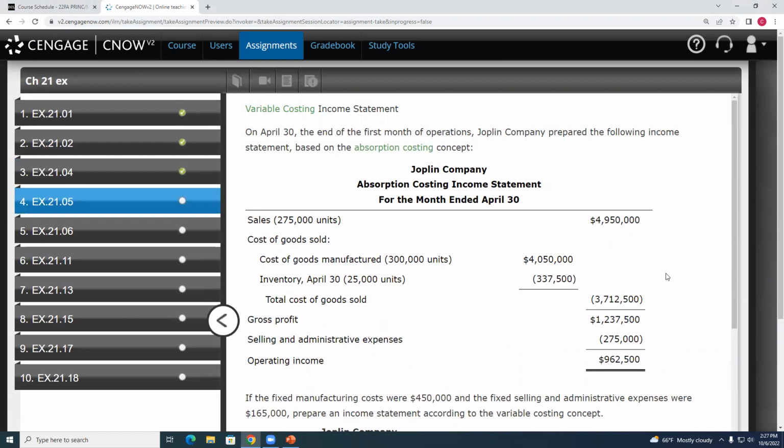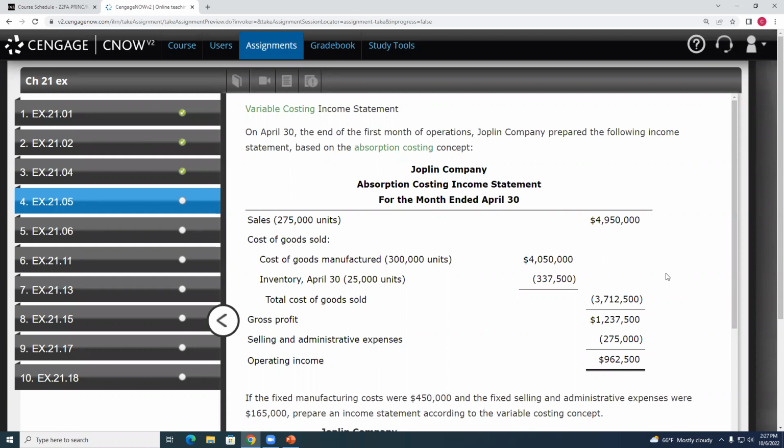In exercise 4, it says on April 30th, the end of the first month of operations. So they're really simplifying this for us by having no beginning inventory that we have to deal with. If we did have beginning inventory, we'd have to know, are they using LIFO, FIFO, or average cost? How do we move those costs in and out of the inventory account? So they really are making this a little bit easier for us.